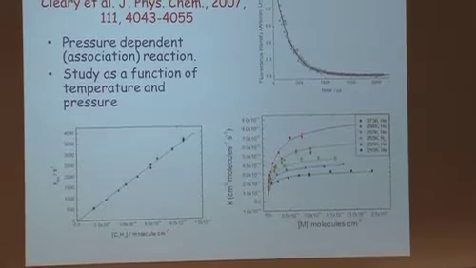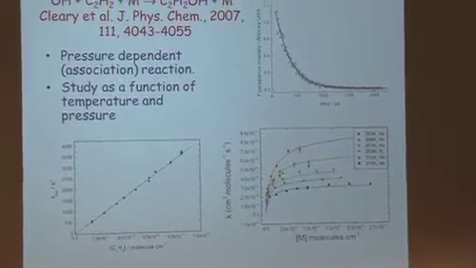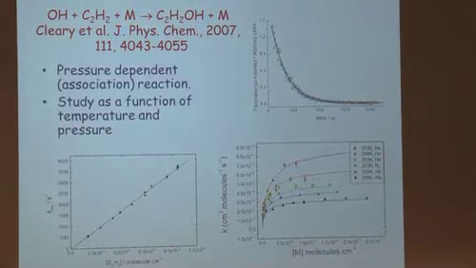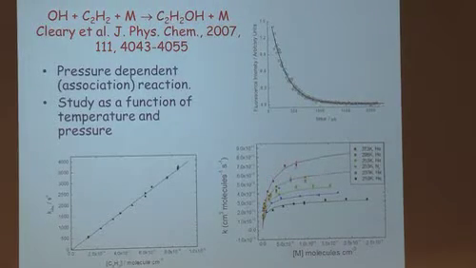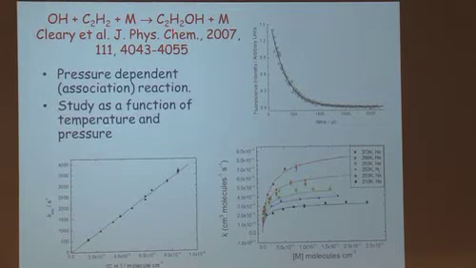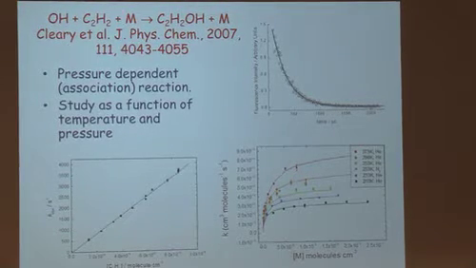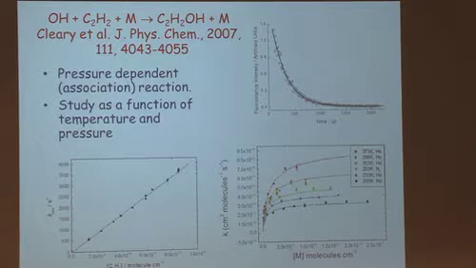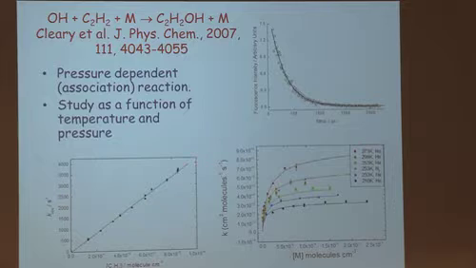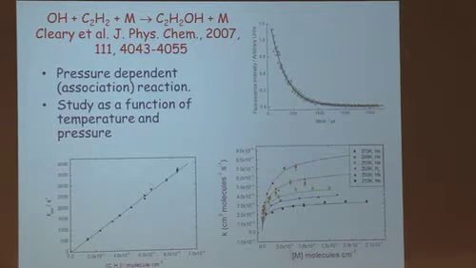Here's another example, OH plus acetylene. This reaction forms this species C2H2OH at low temperatures. So it needs a third body, M, to stabilize it. The rate coefficient is dependent on pressure. And so now we've got to look at the rate coefficient as a function of both temperature and pressure.